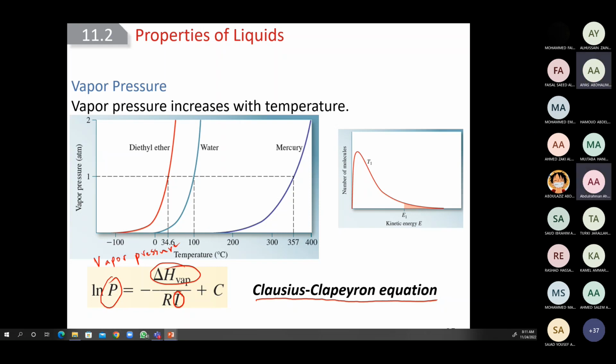Celsius or Kelvin? Kelvin, always Kelvin. All right, and what's R? The gas constant. Give me the value of R. 0.0882. Look at the periodic table. 0.0 what? 0.0821. Why did you choose this R?